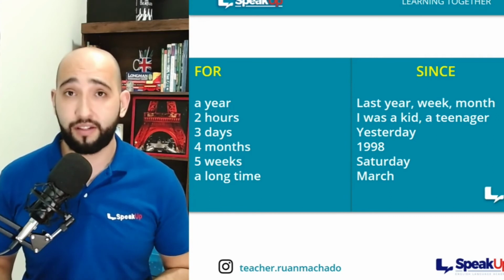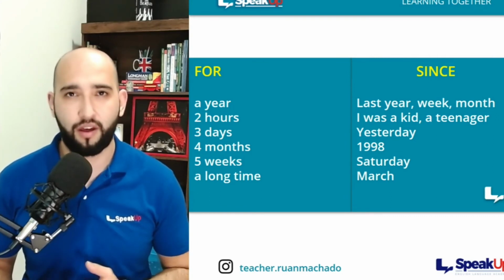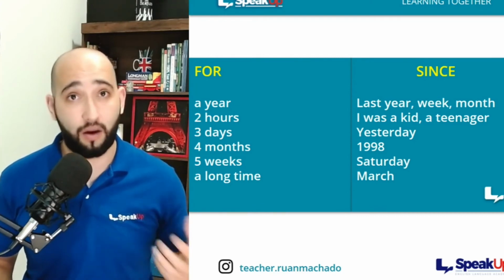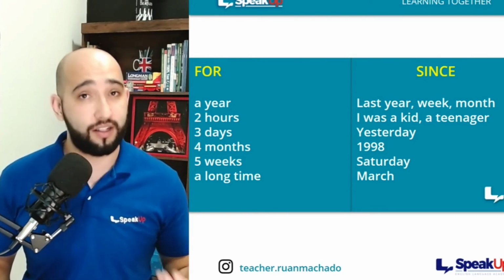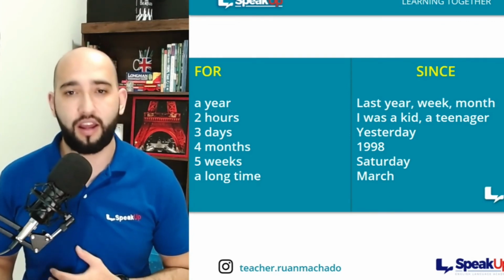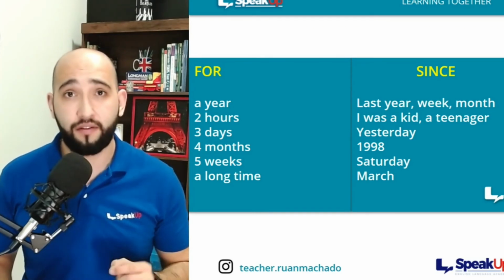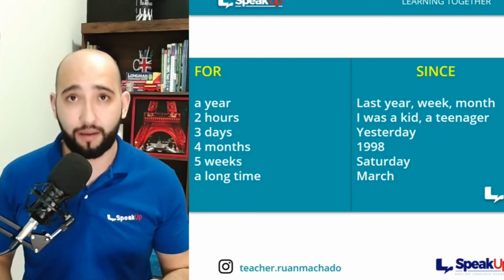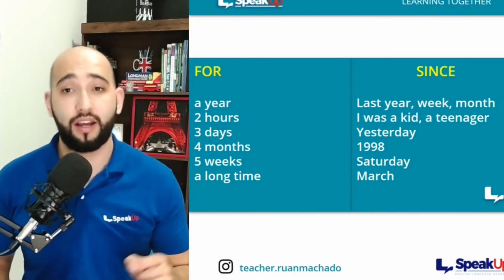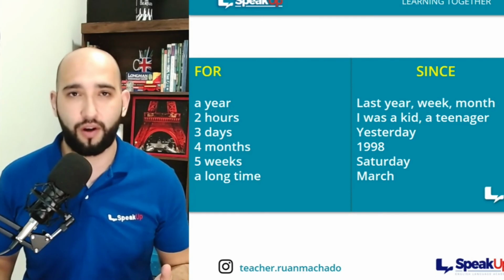Now, after since, we can use last year, last week, last month, I was a kid, I was a teenager. Since yesterday, since 1998, since Saturday, since March. Notice that after since, we have an exact point in time. So, since I was a kid, since I was a teenager, since last year, and so on.